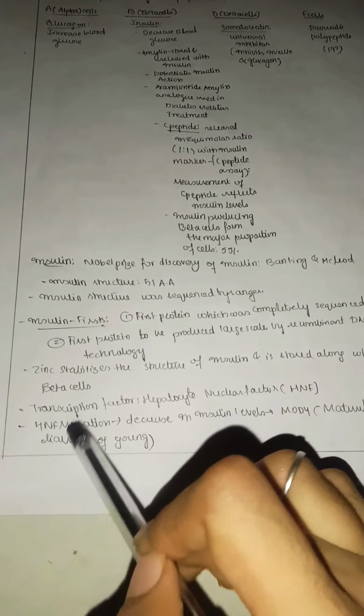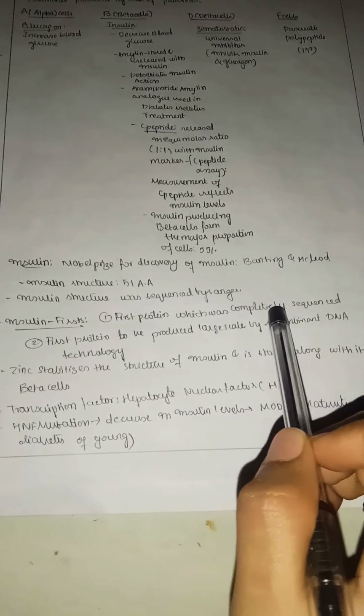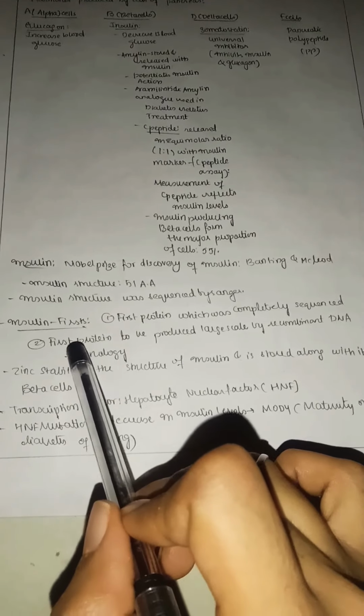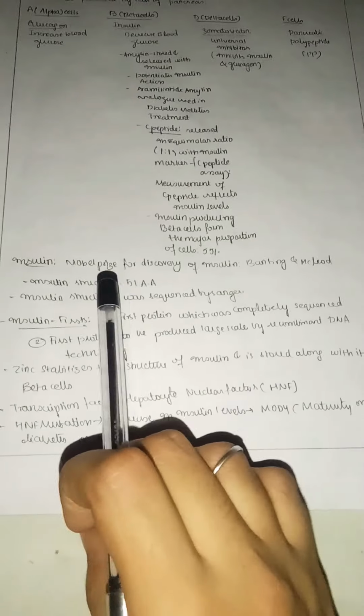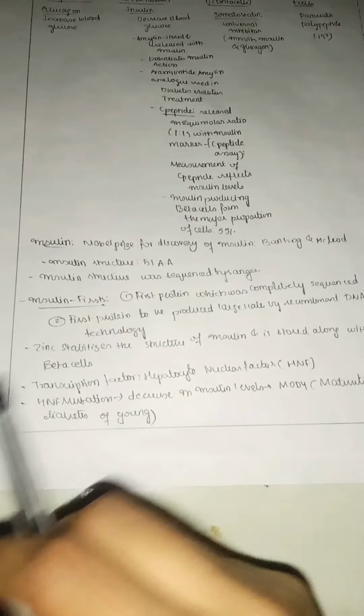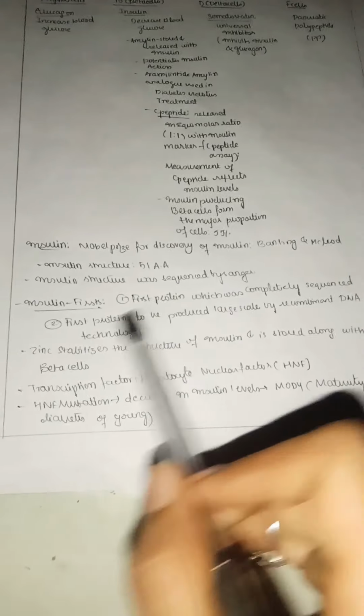And insulin first: why do we put this heading? Because insulin is related with many firsts. For example, it's the first protein which was completely sequenced, by Sanger, and the first protein to be produced on a large scale by recombinant DNA technology for use in patients who have diabetes.